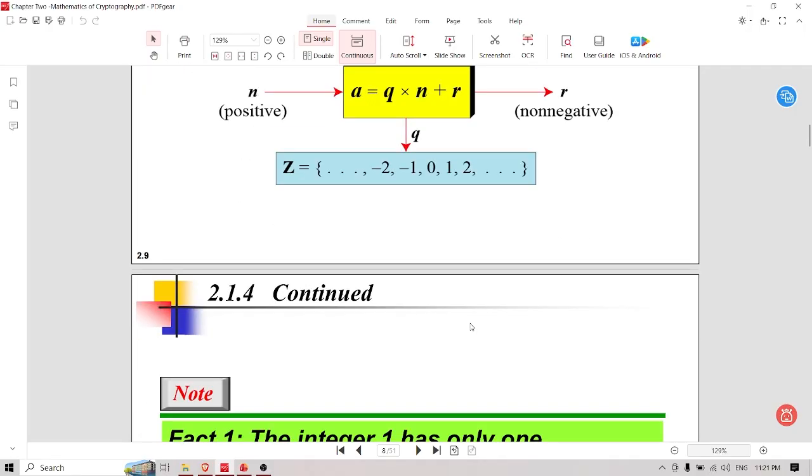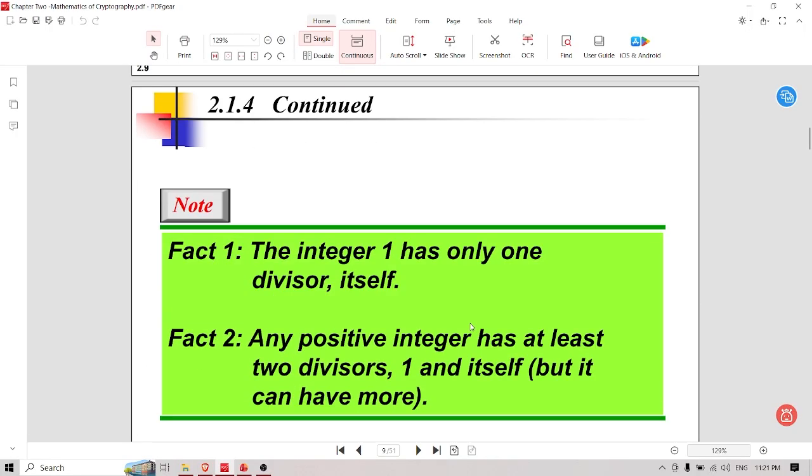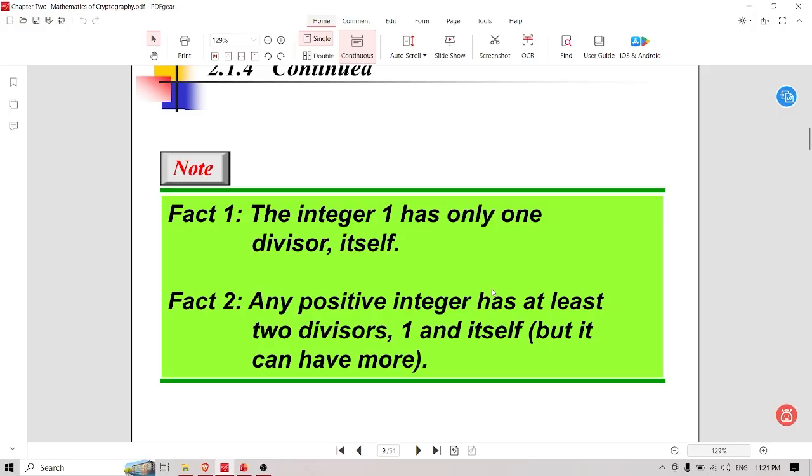Now we have some facts. Fact 1 would be the integer 1 has only one divisor and it is itself. 1 divided by 1 will equal 1. That's the basic fact of mathematics. And any positive number has at least two divisors. From 0 to plus infinity, we will have two positive integers at least. The first one would be 1.